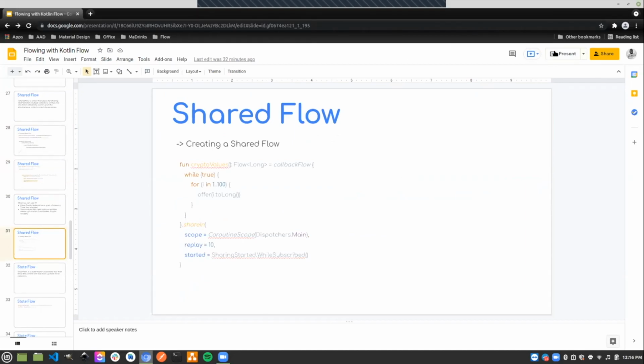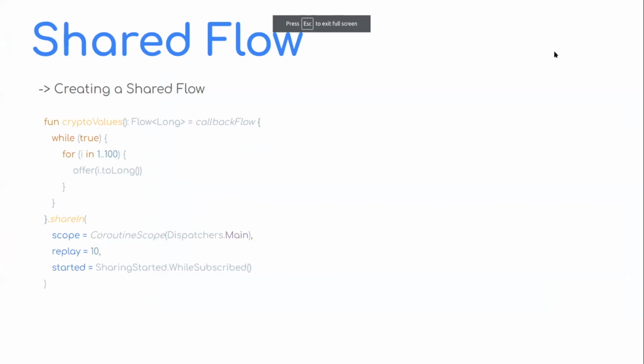So shareIn takes a flow and converts it into a shared flow. This can help us to remove boilerplate code from our view model and have the producer who's generating the values be a shared flow.